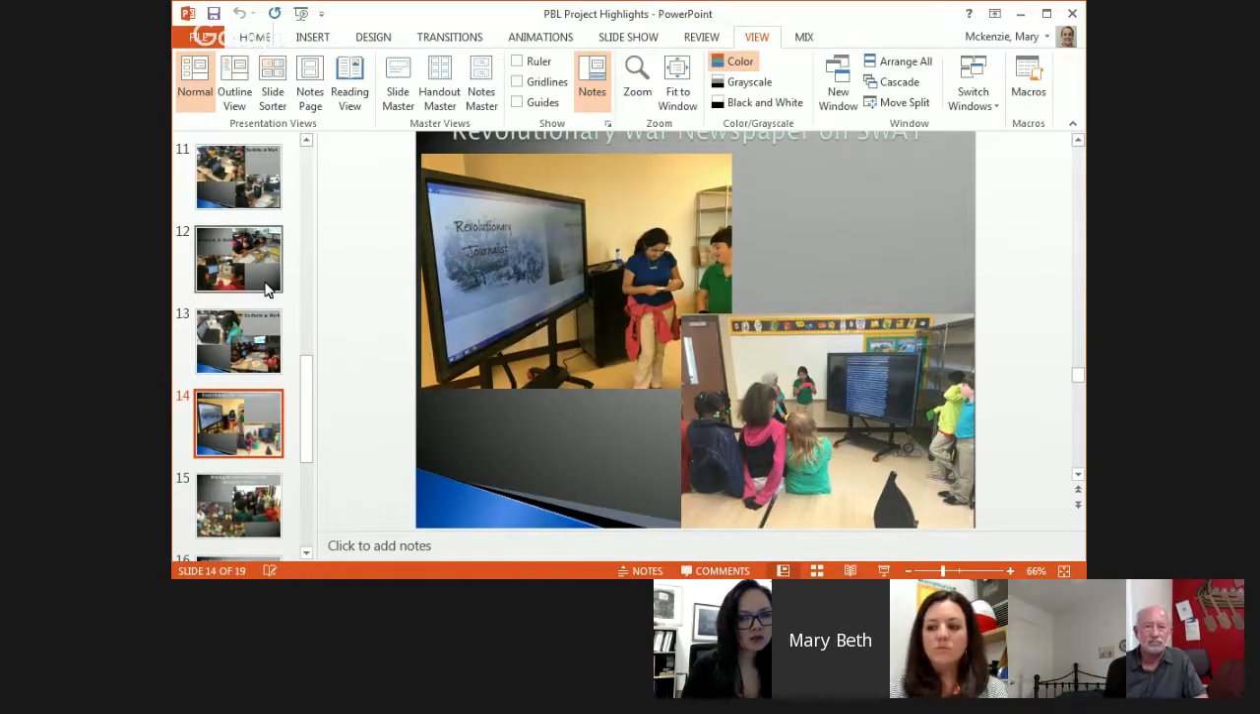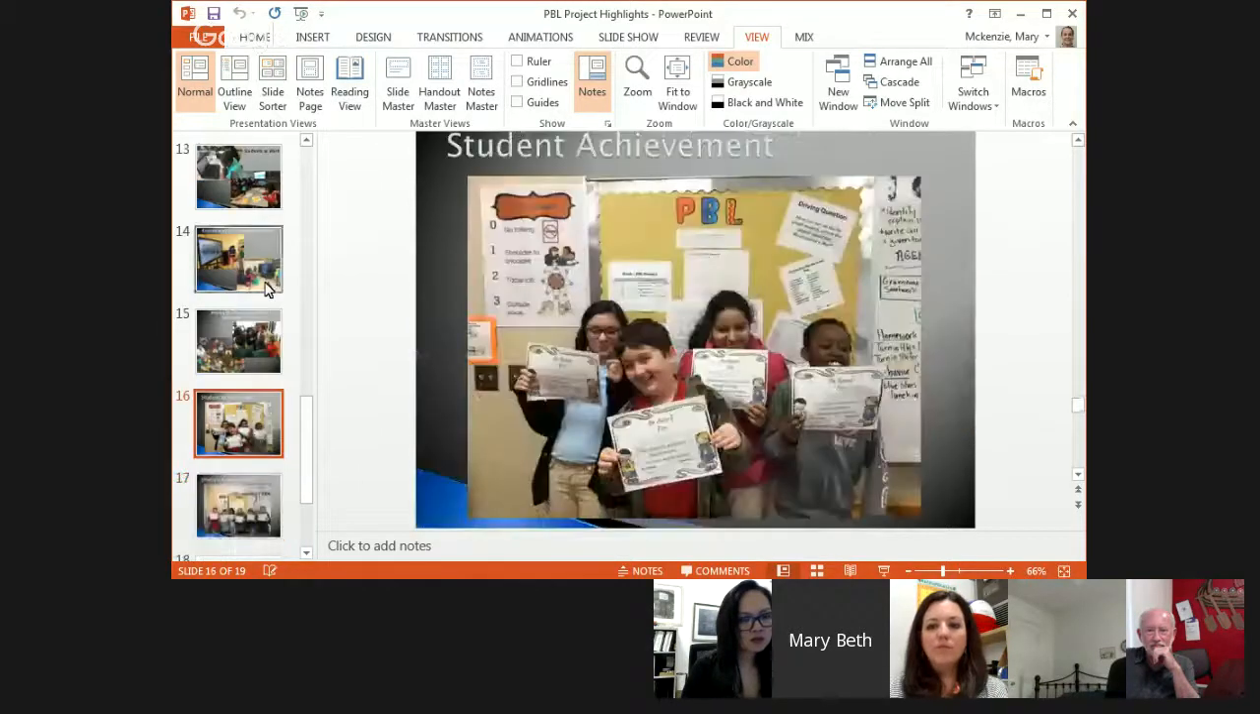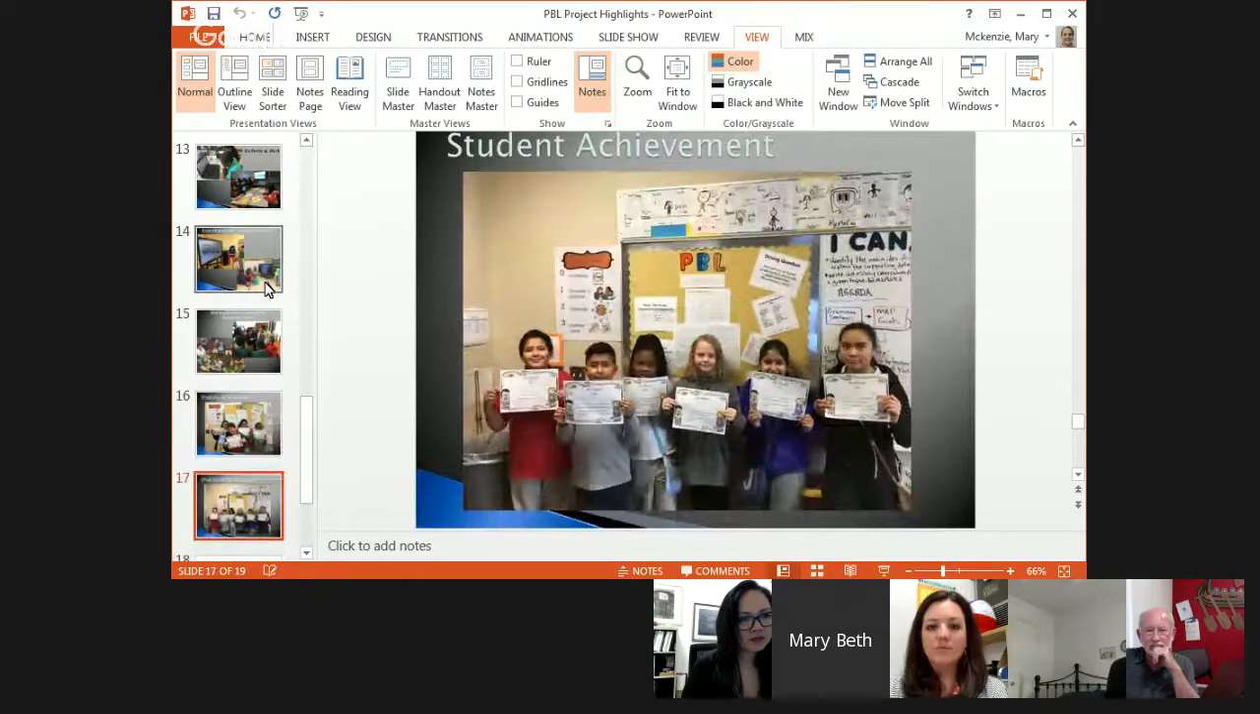And so here you see students presenting their online collaborative article, and so it's a Revolutionary War newspaper, but online. And then here you see the students presenting their projects to younger students in the building, and then also parents were invited to this event too. We probably had about 20% of the parents from the 4th grade, and all of 4th grade students did this at the same time. The winning teams received certificates, and then as you can see, their certificates.